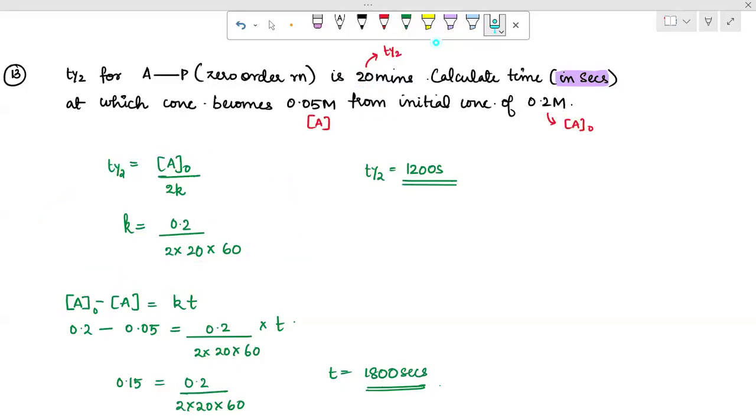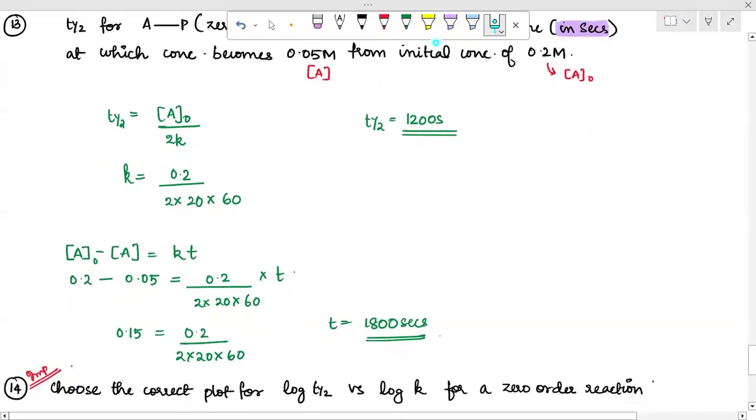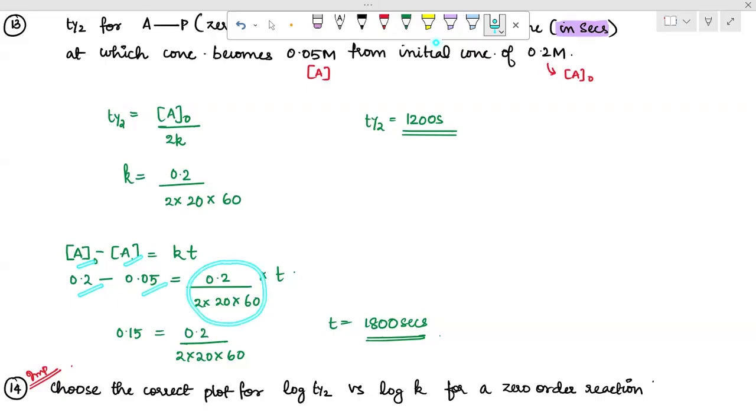Now, the integrated rate equation: the initial concentration is 0.2, the final concentration, they have said, is 0.05, and that is equal to the rate constant expression into t. I can rearrange and I get the final answer as t is equal to 1800 seconds.